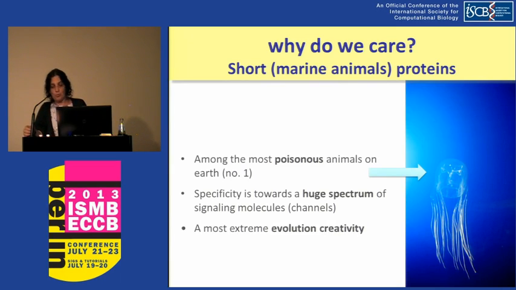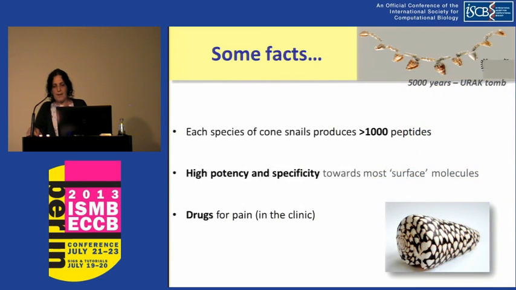And what I want to emphasize is that they have the most extreme evolutionary creativity, and I'll specify what I mean by that. Just some facts. If you go to those Conus that, as you can see, were found in Uruk 5,000 years ago, each of those species produces over 1,000 bioactive peptides. Unbelievable. Now, those have a high potency, but very broad specificity toward almost any surface protein that we know of. So many of them went into the clinic as drugs already.